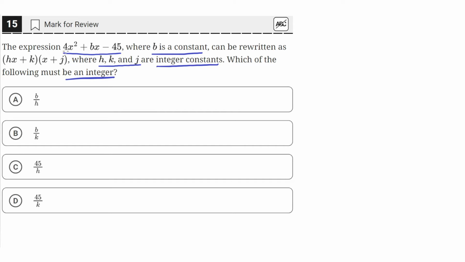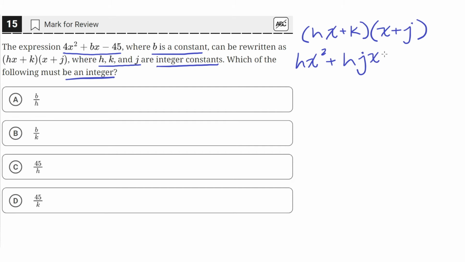Okay, so we're given that this quadratic here can be rewritten as (hx plus k) times (x plus j). So let's expand out this factored quadratic. So we'll have hx squared plus hjx plus kx plus kj.